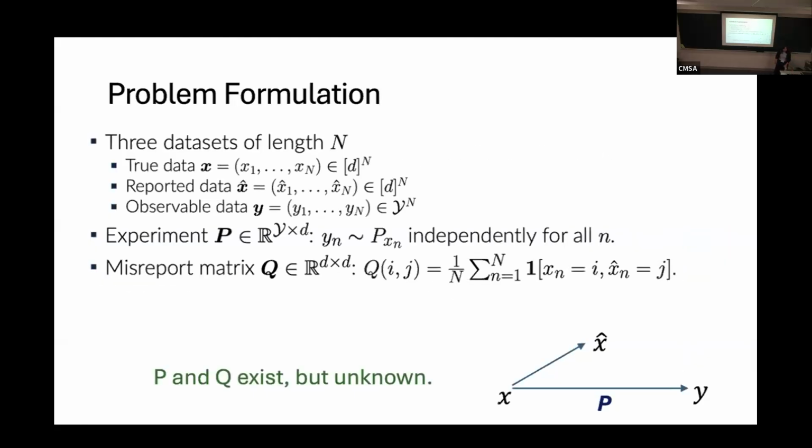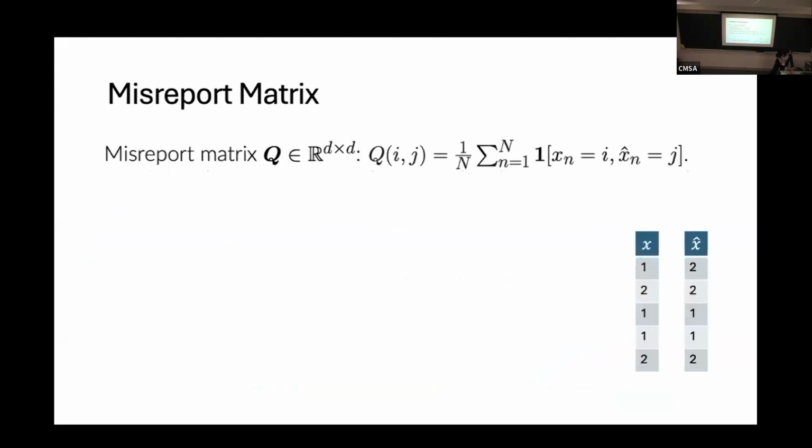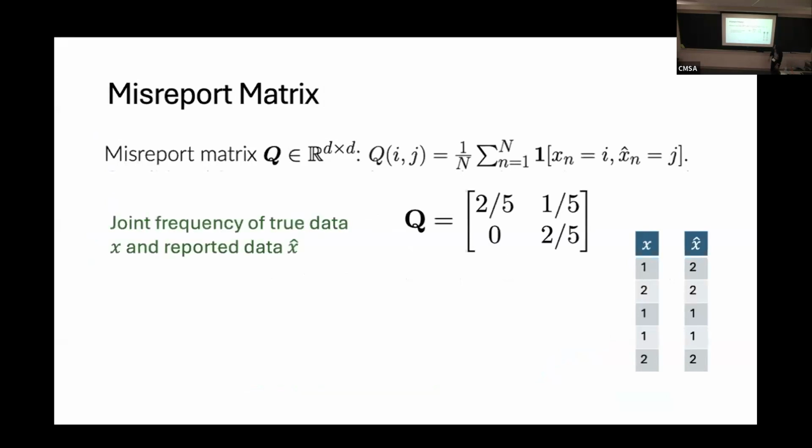So we characterize the relationship between X and X hat using a misreport matrix. The entry at the ith row and jth column is basically saying the percentage of the data that actually has true value equal to i, but the reported value equal to j. So let me get closer to this. What does it mean? So this misreport matrix basically captures how the true value of X were manipulated in X hat. So it captures the frequency of that. So for this particular example, if you notice that for all the true value of X equal to 1, 2 of the reported value of X hat still equal to 1, but 1 becomes 2.